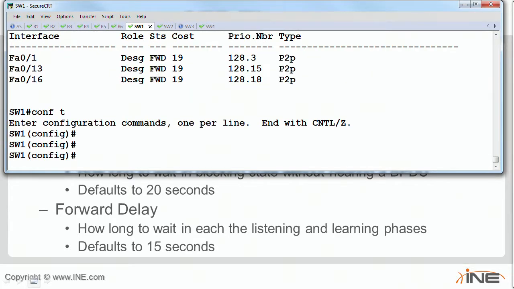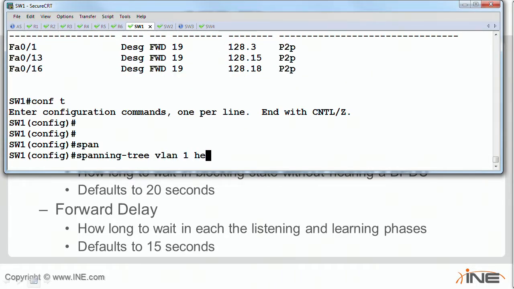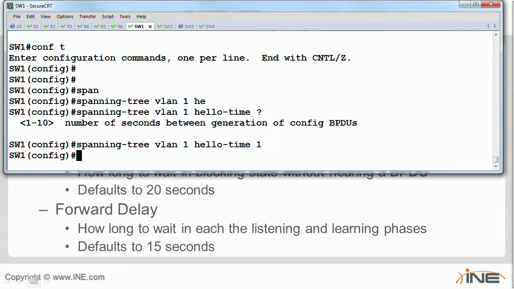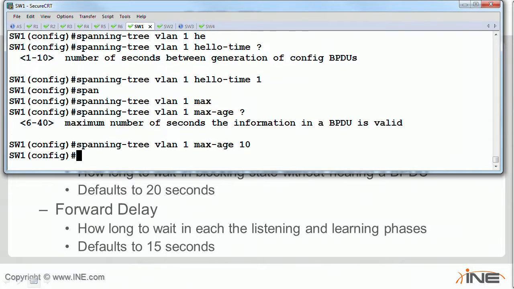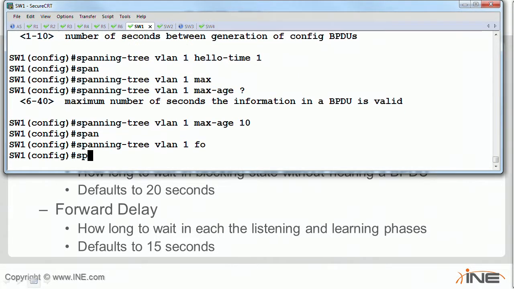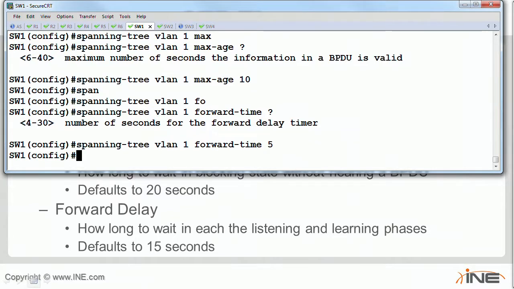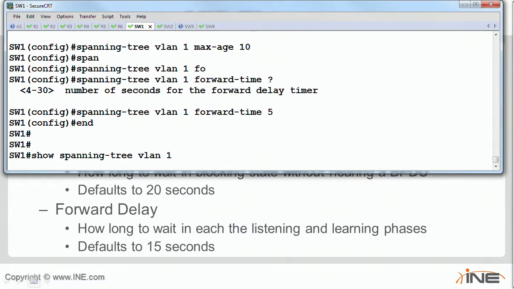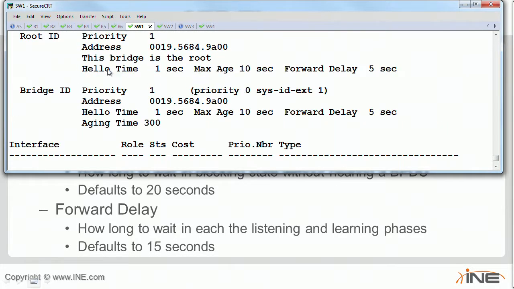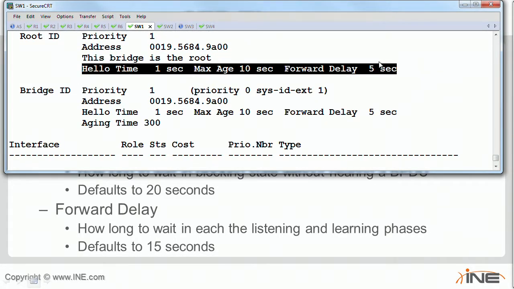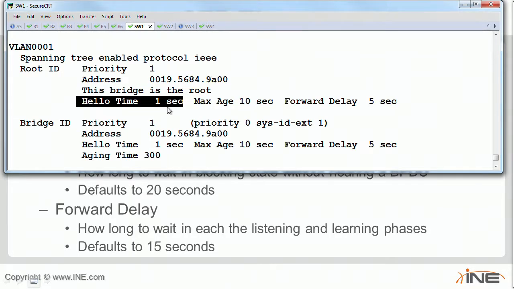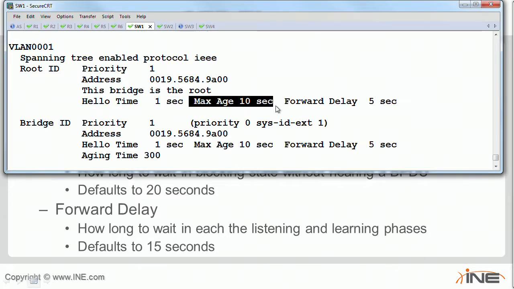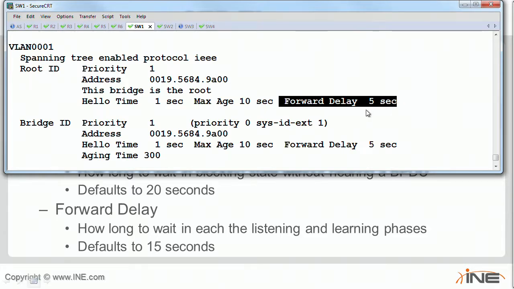If I were to change the spanning tree for VLAN 1 so the hello time is, let's say, 1 second, the max age timer is 10 seconds, and the forwarding delay is 5 seconds, it means that everyone else in the network is now going to use these new timers, because the root bridge is the one that sets the precedent. I'm generating hellos every 1 second. They're going to wait 10 seconds before declaring their neighbors down. They'll take 5 seconds for each of listening and learning.